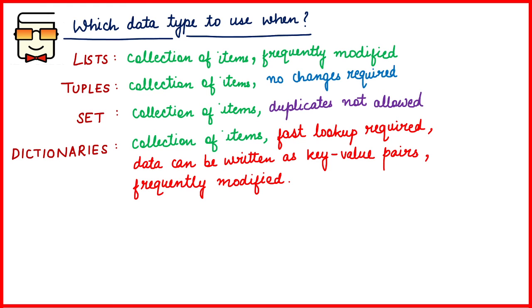Actually, you do not get an error. You can get a kind of warning when you try to change the immutable data type in some cases. Okay, so now summarizing all the data types, which data type you should use when, in which situation.